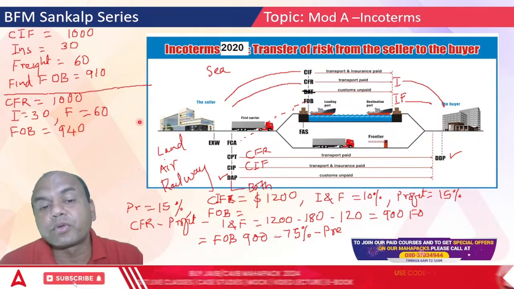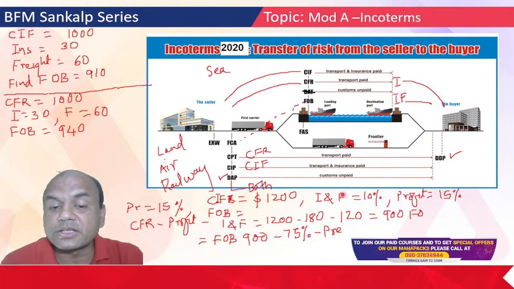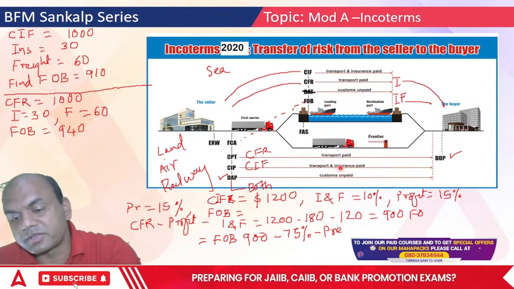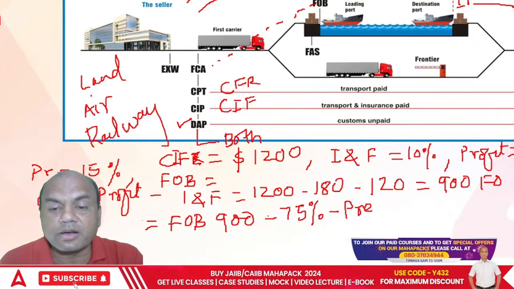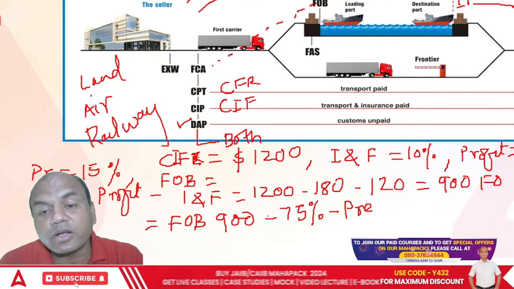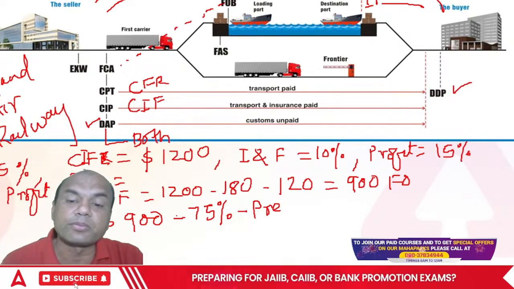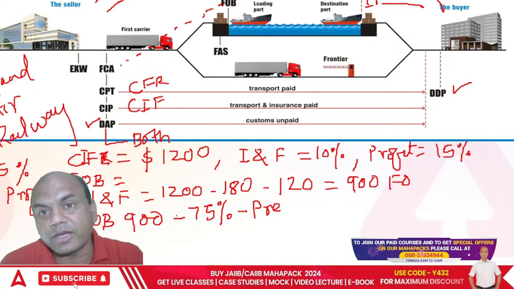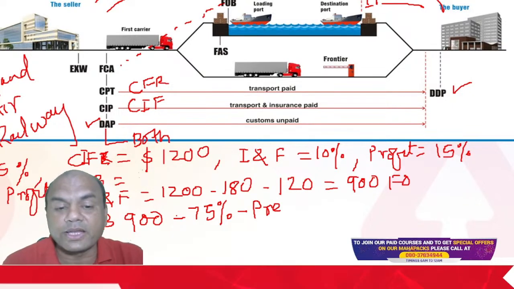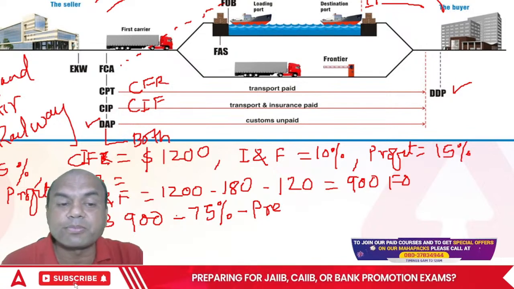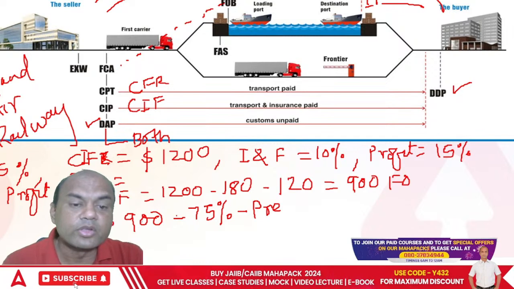But you have to do in addition this profit percentage also. Now this is a typical numerical which I have solved, just for your reference. CIF is given as 1200. Insurance and freight, now combined, it is given as 10%. Profit is given as 15%. So suppose I tell you to arrive at a FOB or pre-shipment finance. Suppose you have to give the pre-shipment finance in this overall scenario. Okay. So what will you do?